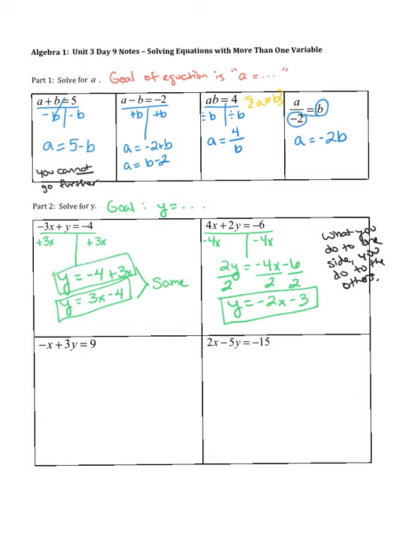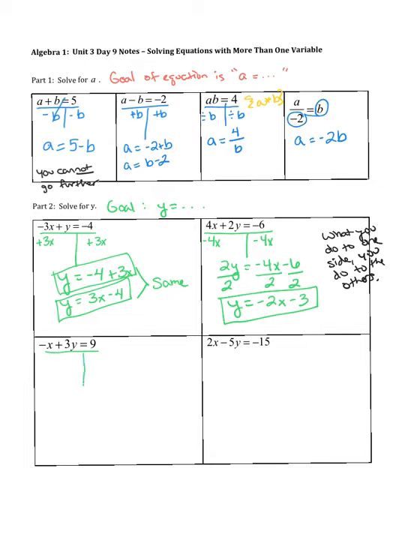Underline all my answers. So remember, if I divide one thing by negative 2, I have to divide everything. Alrighty, next one. Draw my T.